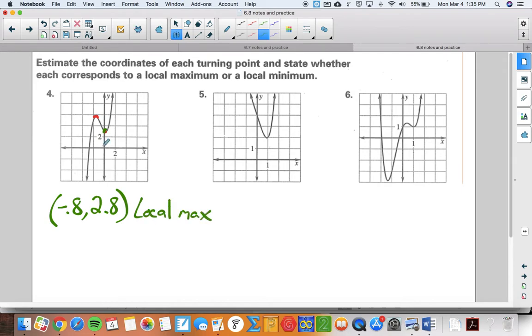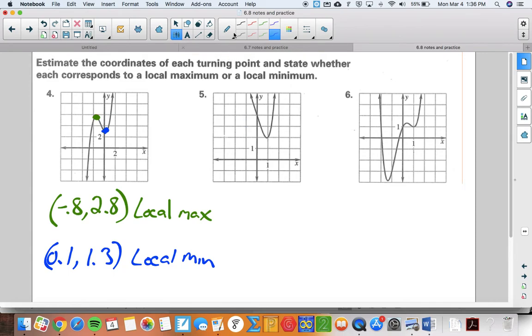Because it's above all the points right around it. Whereas, oops, I should have done that in red. Now let's switch the colors up. That's the green point. And now the blue point is your local min. And so that's, I don't know, at 0.1, comma, I should have zeros in front of these, 1.3 maybe. That's a local minimum because that's smaller or shorter or lower than all the points right around it.